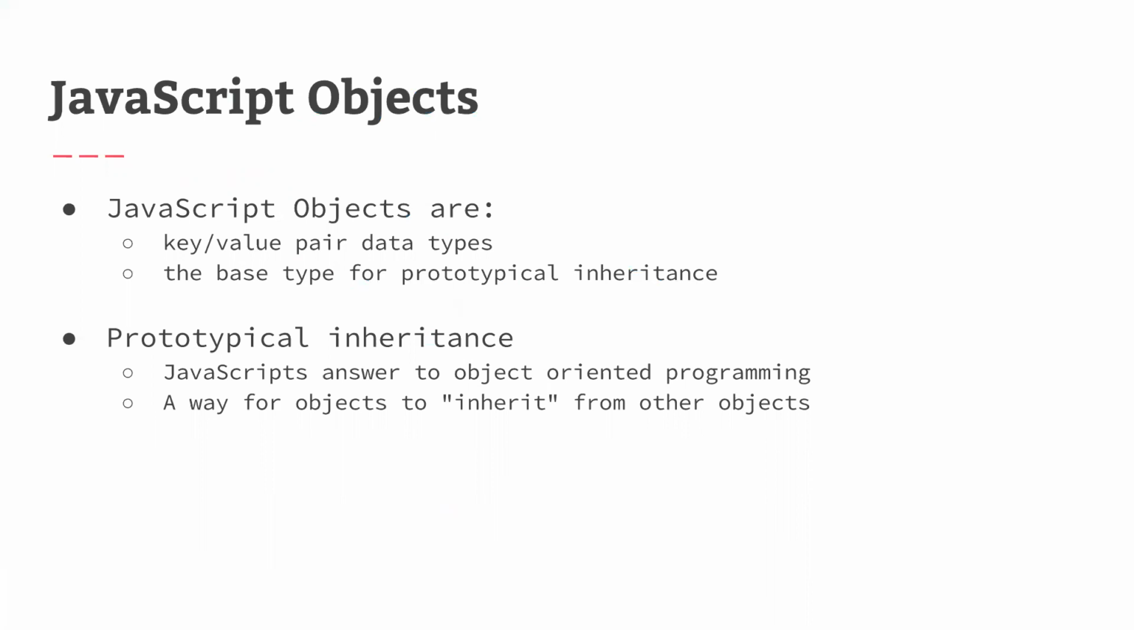So prototypical inheritance is how JavaScript addresses object-oriented programming. And basically, it's a way for objects to inherit properties from other objects.